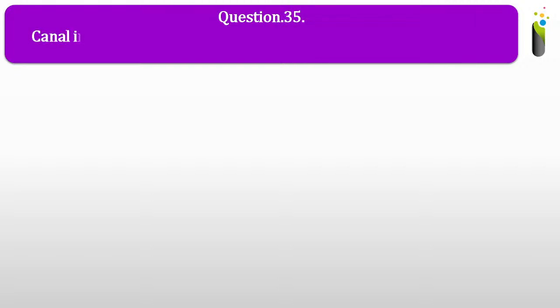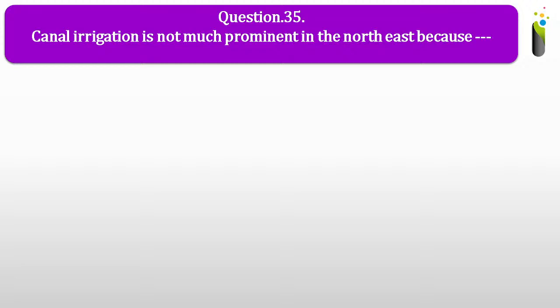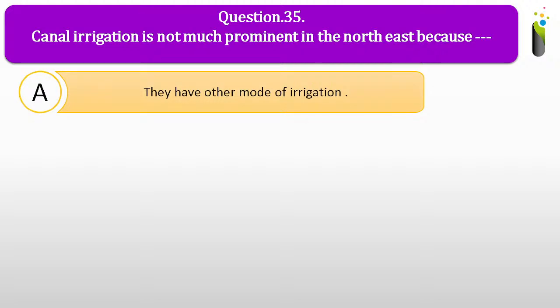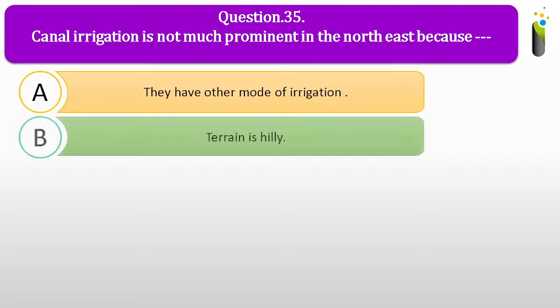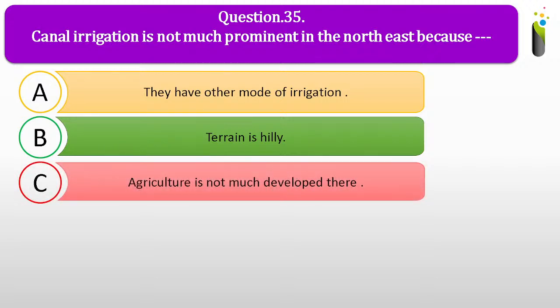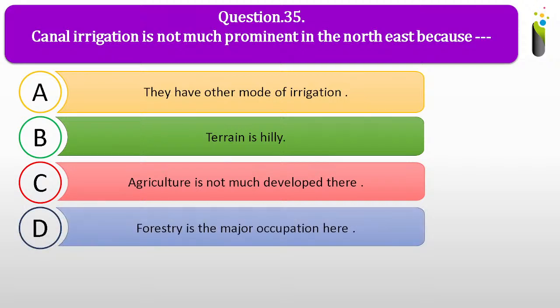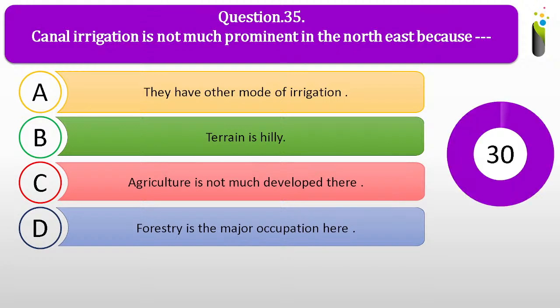Going ahead to question number 35. Canal irrigation is not much prominent in the northeast because dash. A. They have other mode of irrigation. B. Terrain is hilly. C. Agriculture is not much developed there. D. Forestry is a major occupation here. So answer me for this question number 35. Canal irrigation is not much prominent in the northeast because, and your time starts now.